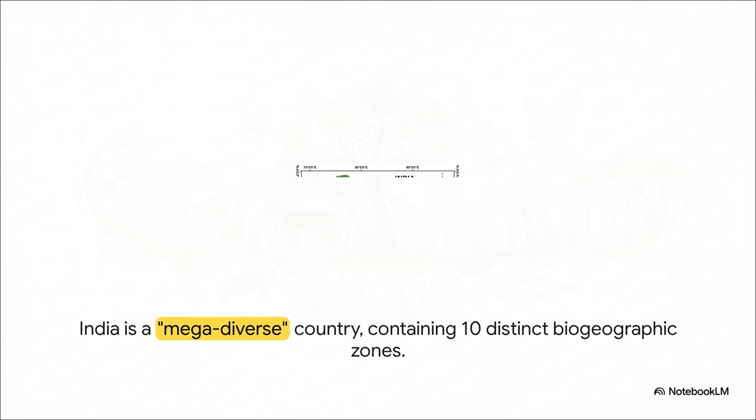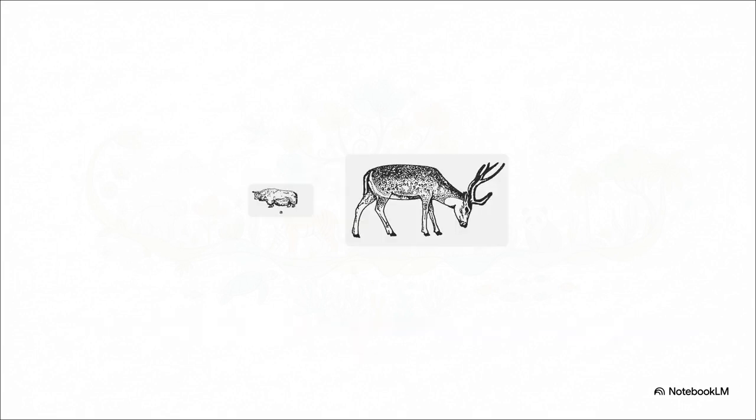India, for example, is carved up into 10 totally distinct biogeographic zones. I mean, you've got everything from blistering hot deserts and soaking wet rainforests to the tallest mountains on the planet, all inside one country. And nothing illustrates that ecosystem diversity better than the animals that live there. Just look at this. On the one hand, you have the wild yak, this massive, shaggy beast built to handle the freezing, high-altitude desert of the Trans-Himalayas.